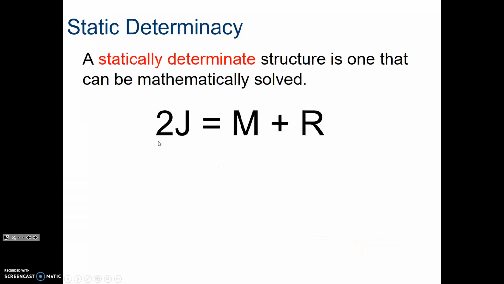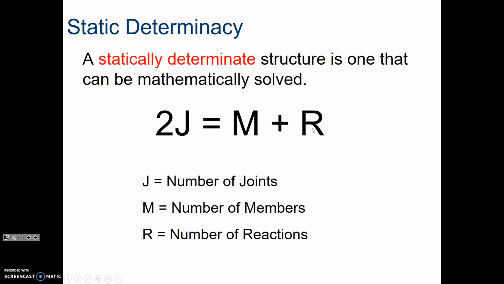All right, first we have to know, is this bridge statically determinate, or can you actually determine this mathematically using the way we're doing it and not having to use a computer? If this side does not equal this side, you have to use a computer, which will then use software to solve for it. On the other hand, if this side equals this side, then you can use the method that we're about to go over. So it's 2 times the number of joints equals the members plus the reaction forces. Now we'll talk about what those all mean.